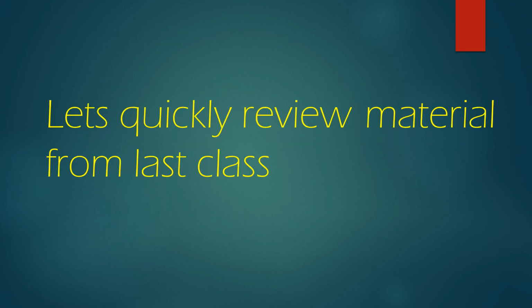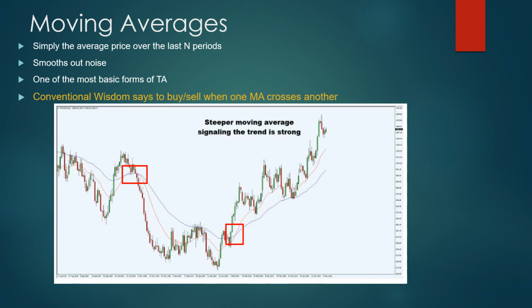So let's quickly review material from last class. I'm going to try to keep this to roughly 8, 9, 10 minutes or less. Last time we discussed that moving averages are one of the most basic forms of technical analysis. Traders often buy when the faster moving average crosses the slower one, and conversely sell. So for example here, we would have bought, here we would have sold. Moving averages simply average the price over the last n periods. So there's a recap on that.